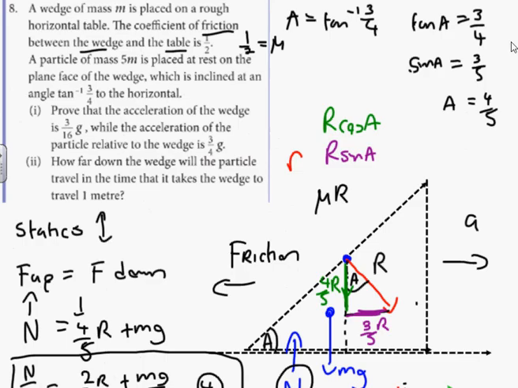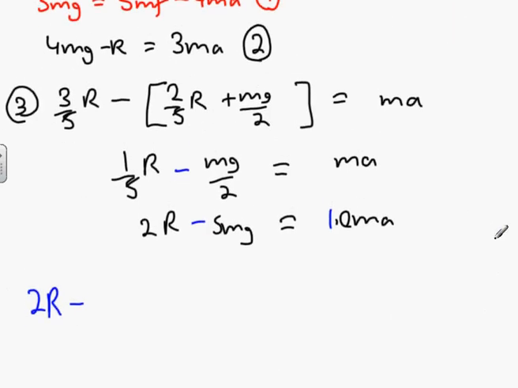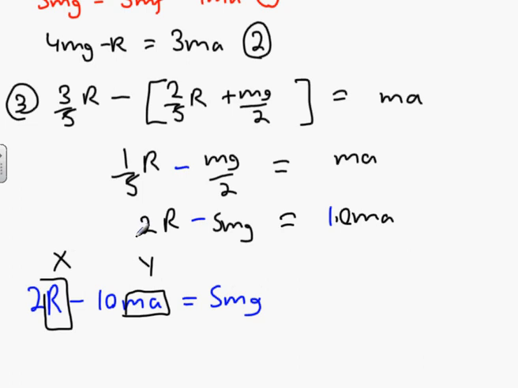Okay. So 2r minus 5mg equals 10ma. So I'm going to make that minus 10ma equals 5mg. Now be aware here that the variables are ma. Ma is like your y value and r is like your x value. So it is a simultaneous equation. It's just that the y variable, so to speak, is m and a. But that'll cancel out at the end anyway.